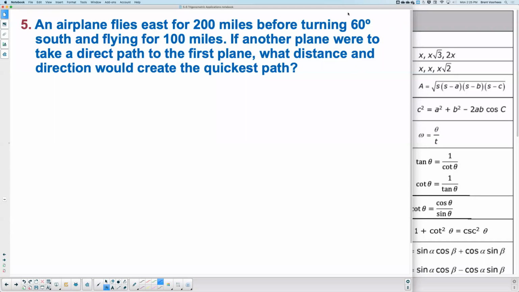Problem number 5. An airplane flies east for 200 miles before turning 60 degrees south and flying for 100 miles. If a plane were to take a direct path to the first plane, what distance and direction would create the quickest path? Okay, so this is the lesson 4.8 that I kind of made up for you, direction bearing.